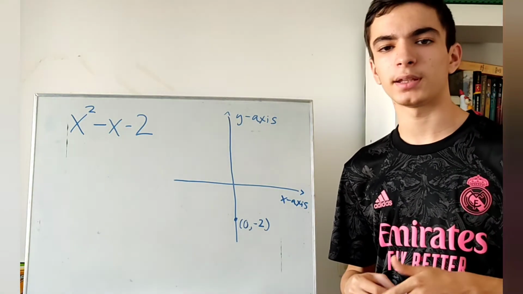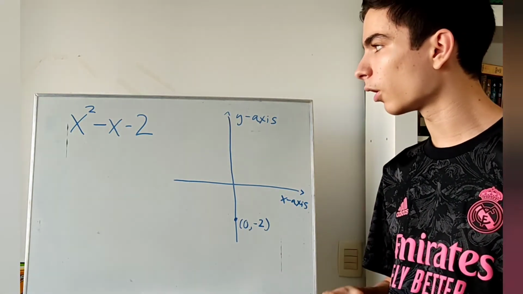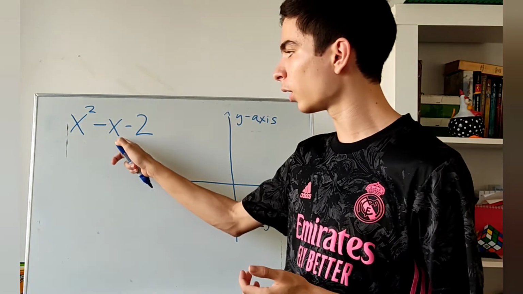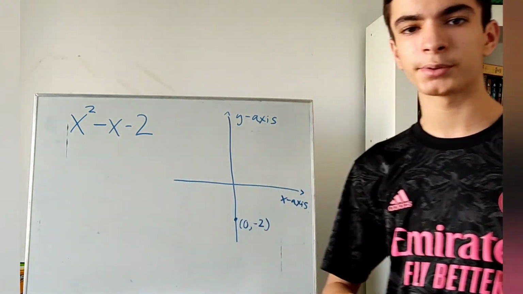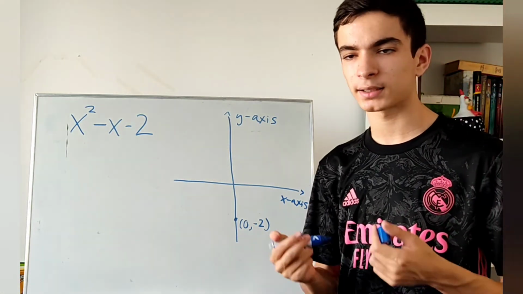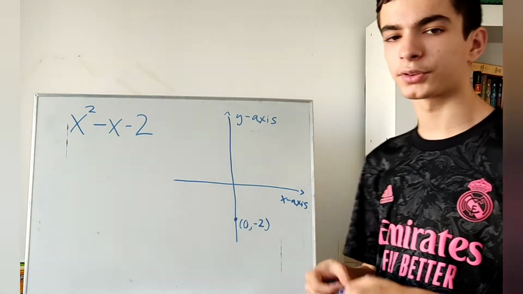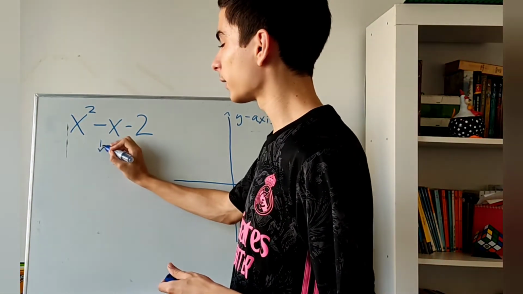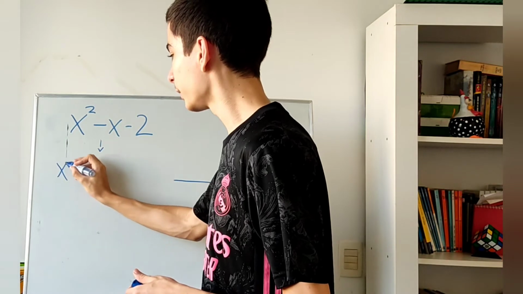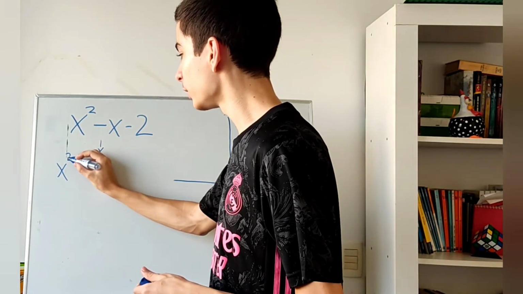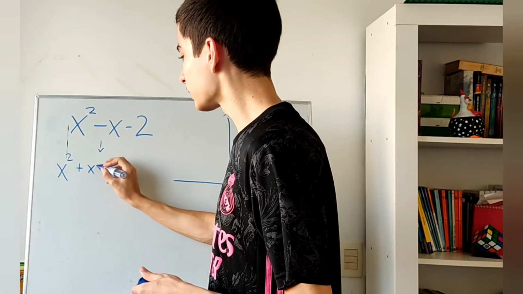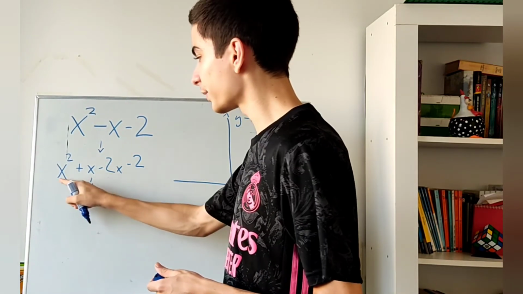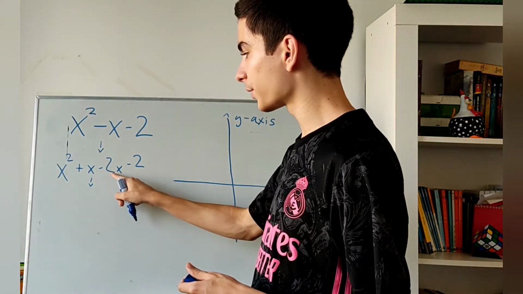Now we are going to find the x-intercepts of this function, and we are going to have to solve the quadratic equation and find the values of x, and those will be the x-intercepts of our graph. So we can solve this by factorization, and we are going to split the middle term into x squared plus x minus 2x minus 2. We are going to group this term and this term together, and this term and this term together.